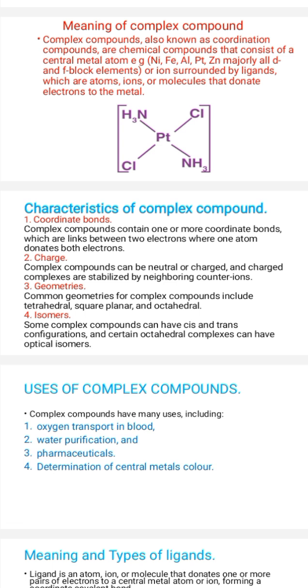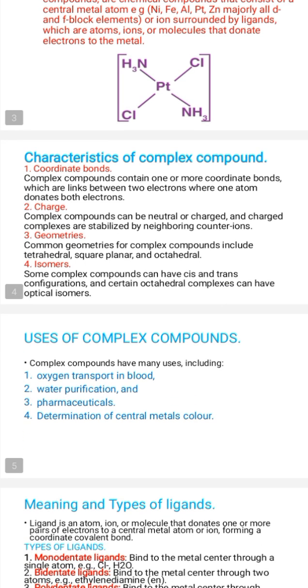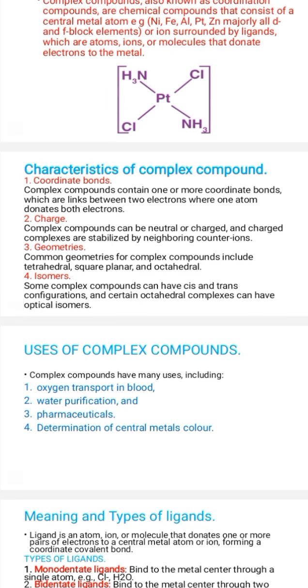The characteristics of complex compound. The first thing is coordinate bonds. Complex compounds contain one or more coordinate bonds, which are links between 2 electrons, where one atom donates both electrons. If you look at these examples here, the ligands attached to the central metal are donating electrons to the metal in the middle.